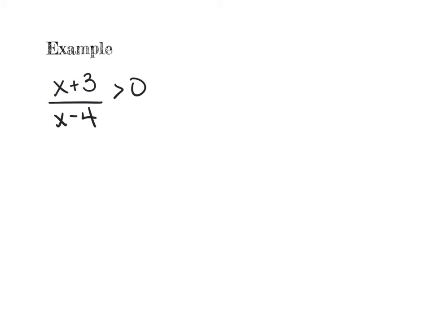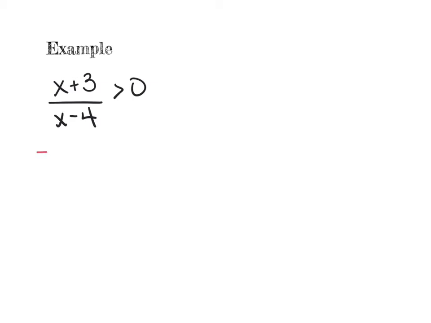We need to see if we can find any zeros, holes, and vertical asymptotes. So when I look at this, remember to find the holes, I have to factor this. And because we're looking at the inequality (x + 3)/(x - 4) is greater than 0, there's no factoring that really needs to be done. So there's not going to be any holes here.